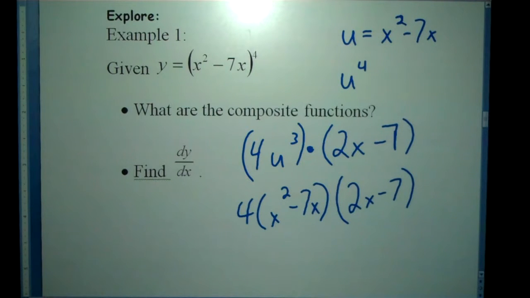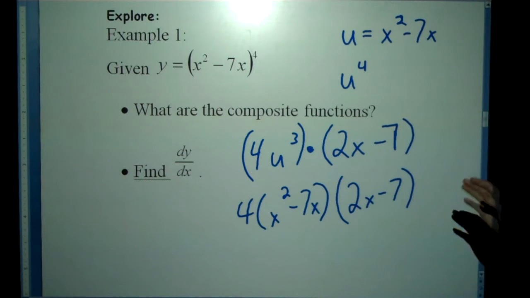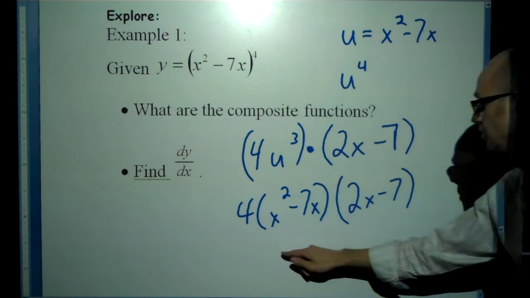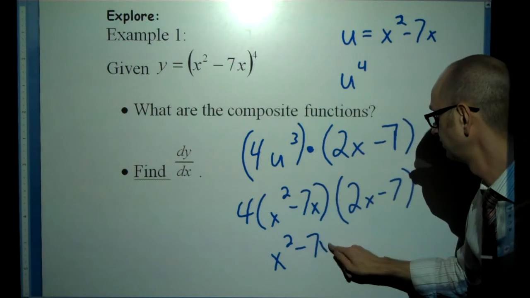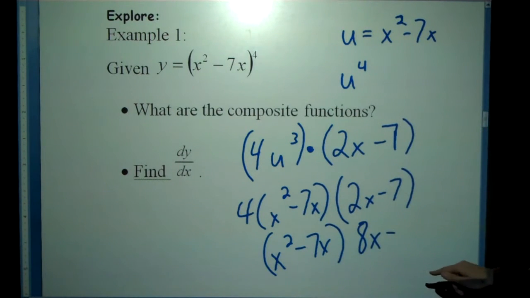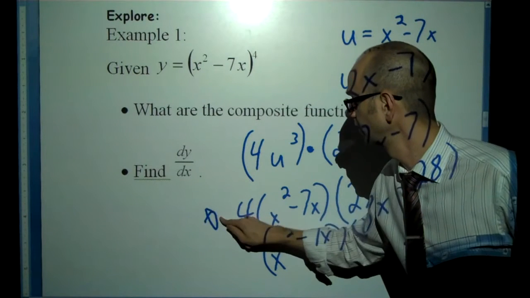You could probably leave it like that since it's pretty well factored. The back of the book might vary from time to time. IB will often do a show that problem so that you get it in the same form they did. If you wanted to maybe distribute the 4 over here, that would be fine, and so you could have x squared minus 7x times 8x minus 28. Something like that, but we were probably fine right here.